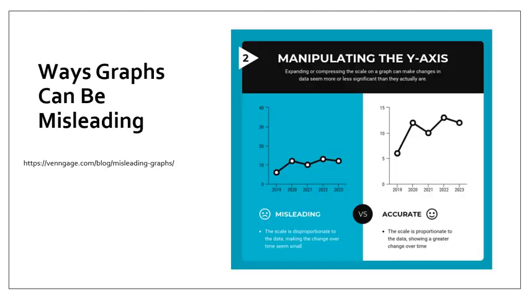Another way bar graphs can be misleading is by manipulating the y-axis. So here in the graph that's on the left, my vertical axis starts at 0 and it goes up to 40. The graph on the right starts at 0, but it only goes up to 15. And depending on what data you have, depends on whether the graph on the left or the graph on the right would be more appropriate. But we can see that the graph on the right does have more of a change over the years that are represented here, 2019 to 2023.